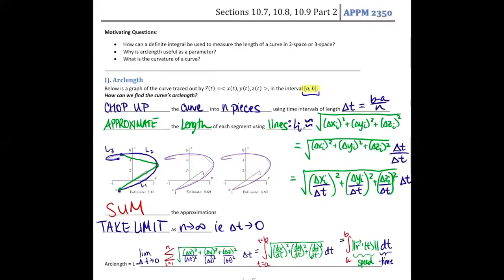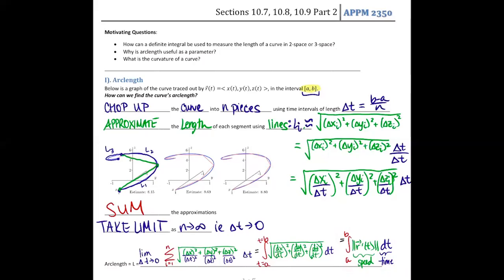This is a screenshot from my notes from that section back in chapter 10. Basically, I just wanted to recap for you how we find arc length of a curve. The idea is we're chopping it up into little segments and then estimating the length of the segments using lines. And then we're taking the limit as those segments get smaller and smaller. In this case, that's going to lead us to integrating the speed times the time, r prime of t, or your velocity, dt. So let's go do this for this problem.